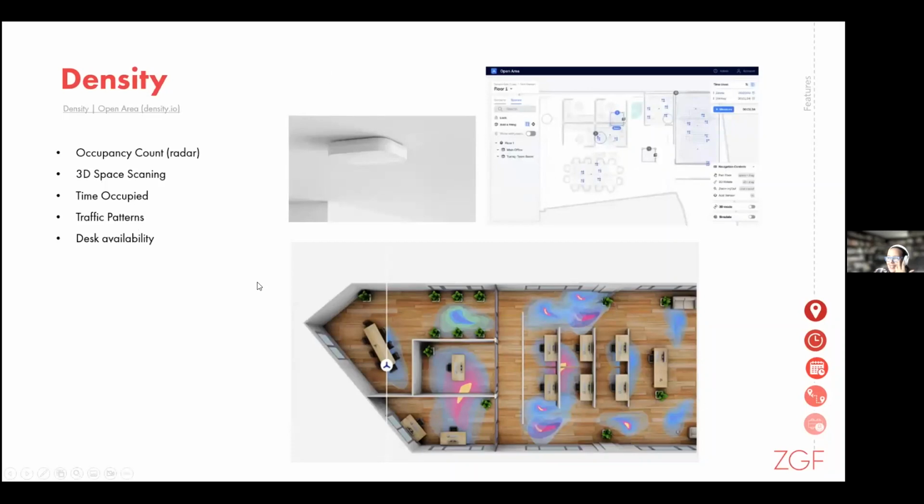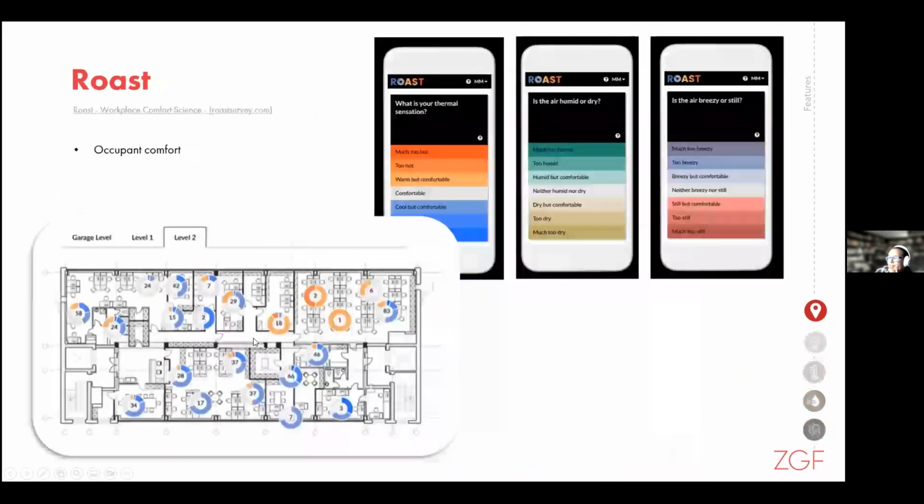Similar ones, again, density, some of the traffic patterns. You can see here the visualization of some of the heat maps of where people are and how they move through the space. It has a radar basically that helps with counting the people and helps you with your 3D space scanning.